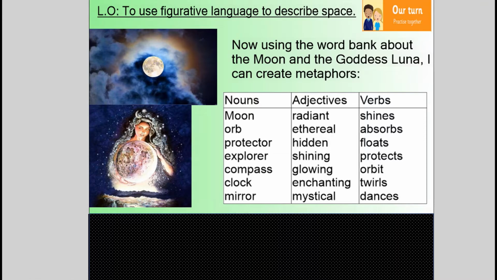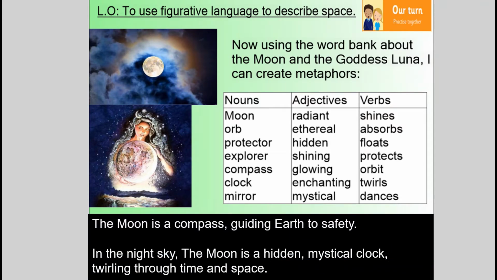Now, using the word bank that I've already got about the moon and the goddess Luna, I can create metaphors. So I'm now going to be picking out the correct nouns, adjectives and verbs to support me when writing these metaphors. So the moon is a compass guiding Earth to safety. So there I've used the noun compass to say that the moon is the compass, and then I've added some extra detail there about guiding the earth to safety, making my metaphor more interesting, more engaging. Then I've got in the night sky, I've got a fronted adverbial of place. The moon is a hidden mystical clock, twirling through time and space.